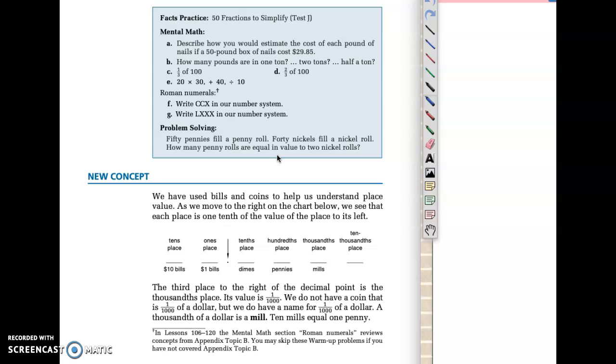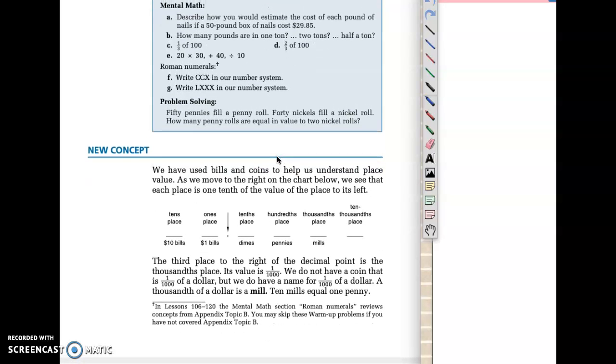Okay, so let's jump into this big idea here. We have a place value chart that is using dollars and cents to represent quantities. So we have our decimal right here. Anything to the left is a whole number, or greater than 1. Anything to the right is less than 1. It is a portion of 1.